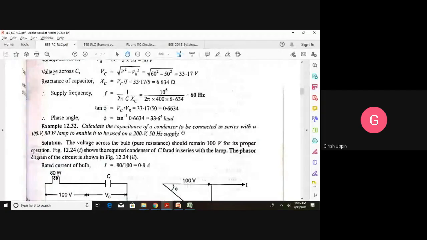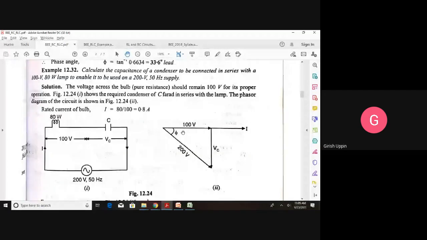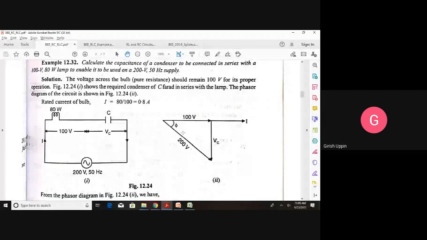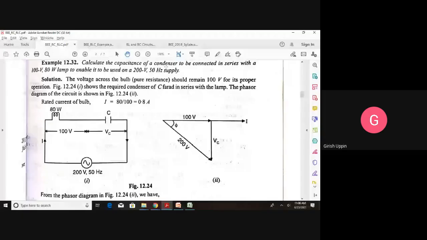Next, calculate the capacitance of a condenser to be connected in series with a 100 volt 80 watt lamp to enable it to be used on a 200 volt 50 hertz supply. So what we have to calculate is the capacitance of a condenser. Condenser and capacitor you can take as synonyms. So we have to find the capacitance which is connected in series with a 100 volt 80 watt lamp. The lamp you can take as a pure resistance circuit.